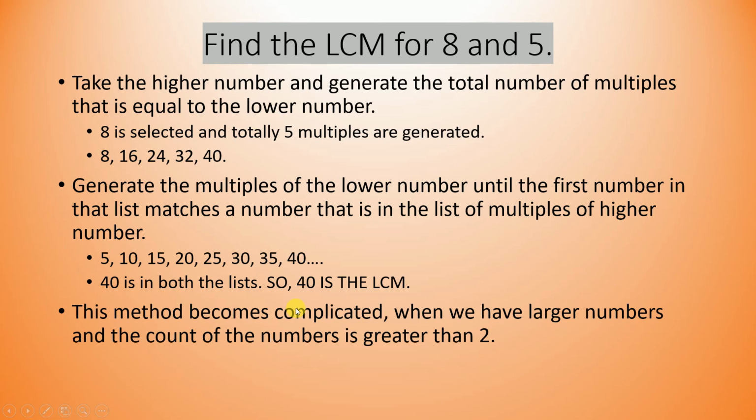Even this method becomes complicated when we have larger numbers in the problem and also more numbers. Here there are only two numbers, and those two numbers are very small, single digit numbers. For example, if you have triple digit or 4-digit numbers, and 5 numbers are given to you and you are asked to find the least common multiple, then this procedure becomes immensely complicated. So you cannot use this.